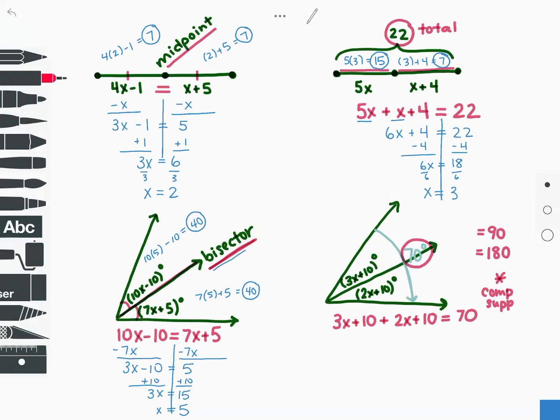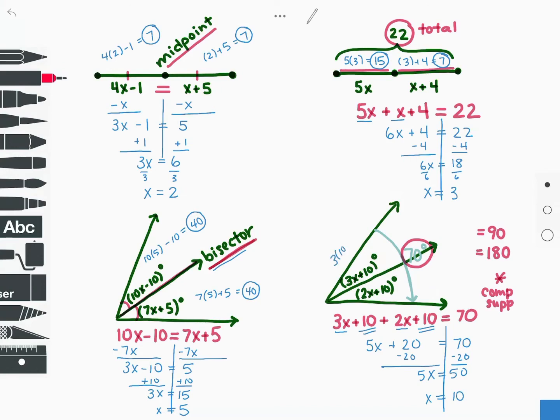Okay, on this last one, it didn't add up to 90. It didn't say they were complementary. It added up to 70. On these addition ones, often you're going to have to combine like terms because those x's are already on the same side. So 3x's plus 2x's makes 5x's. And here I have a plus 10 and a plus 10, which altogether makes a plus 20. I would subtract 20 from both sides. And finally divide both sides by 5. And that gives me x equals 10.